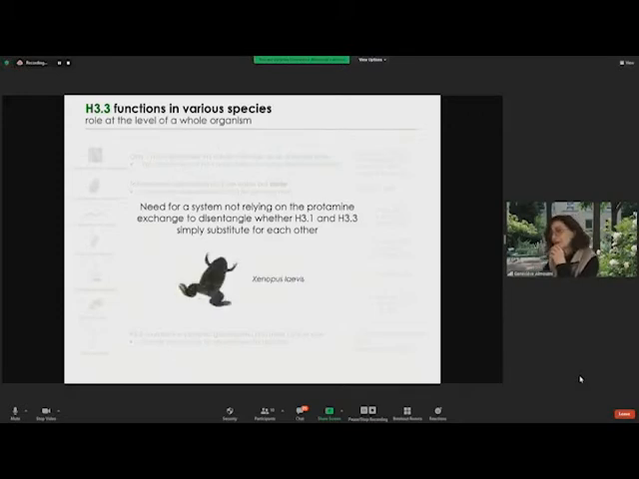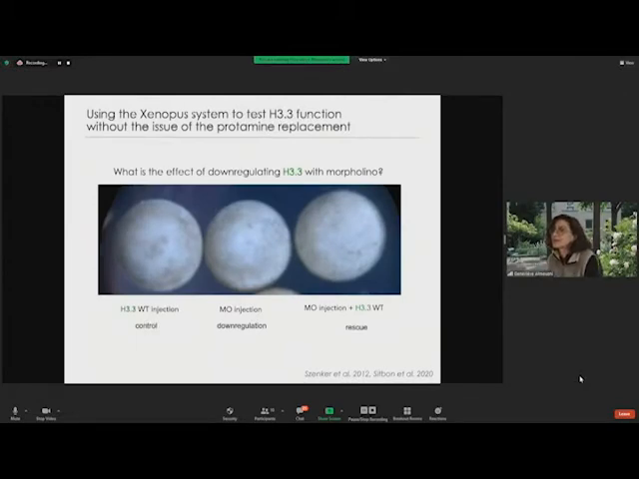And so here, the Xenopus system came up for us as a very useful tool, because in Xenopus, you do not replace the H3 variant by protamine in sperm. And so you can bypass this issue at early stages of fertilization to explore potentially other role of the variant. And so this is what we did. And we used an approach with morpholino. The morpholino are basically antisense RNA that can interfere with the endogenous RNA targeting specific protein of interest. So here we did it to target specifically H3.3.